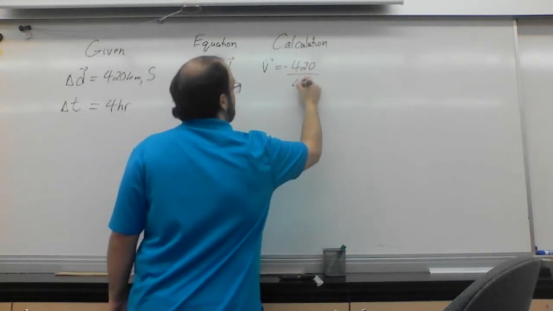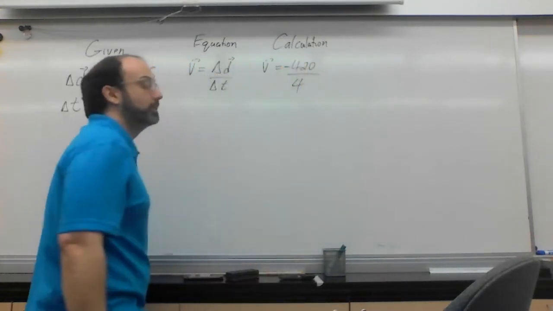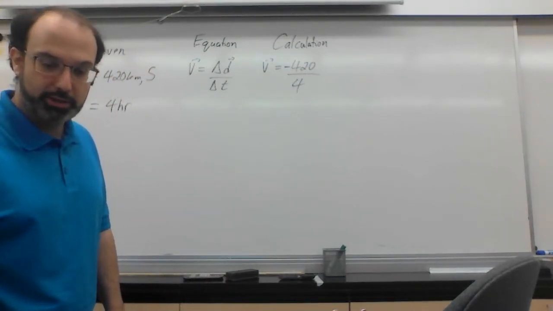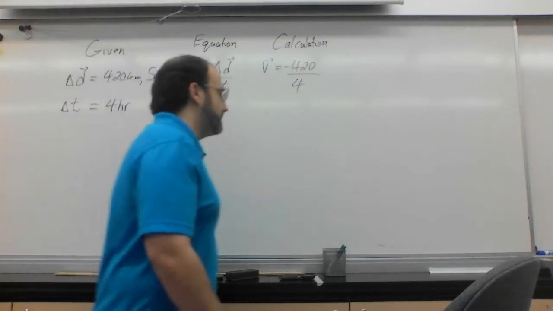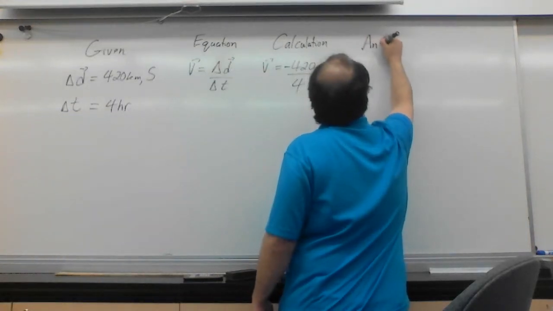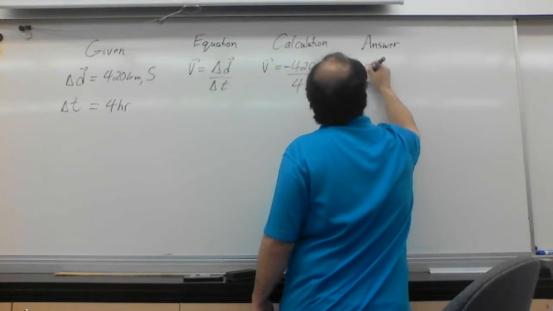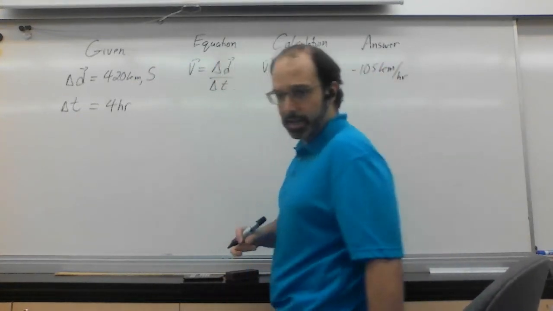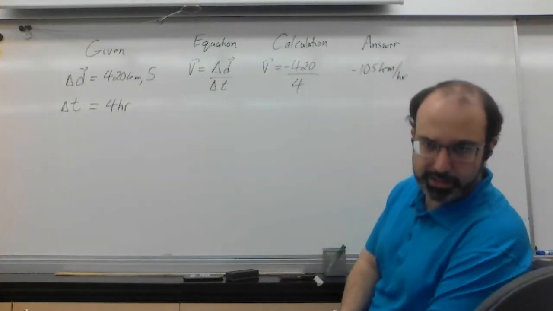t is going to be 4 hours. Well, that's all we really need then. I guess we just plug that into our calculator and we work out an answer. And the answer we're going to get is 105 kilometers per hour. And it'll be negative because we were going south.